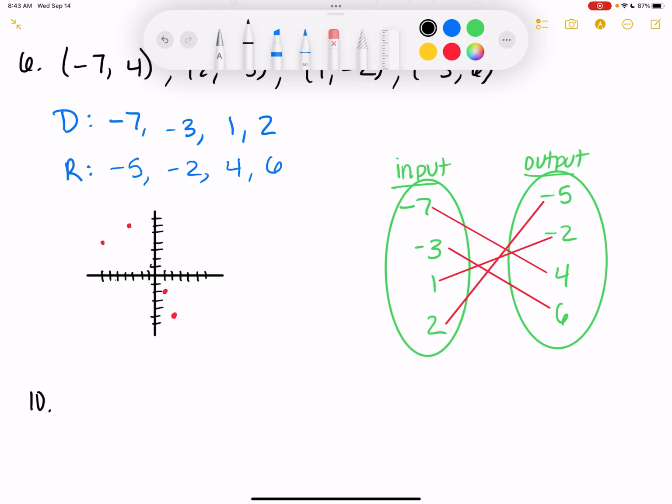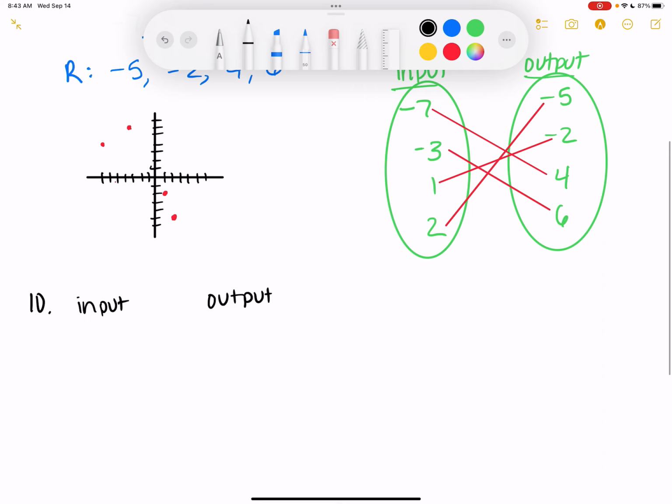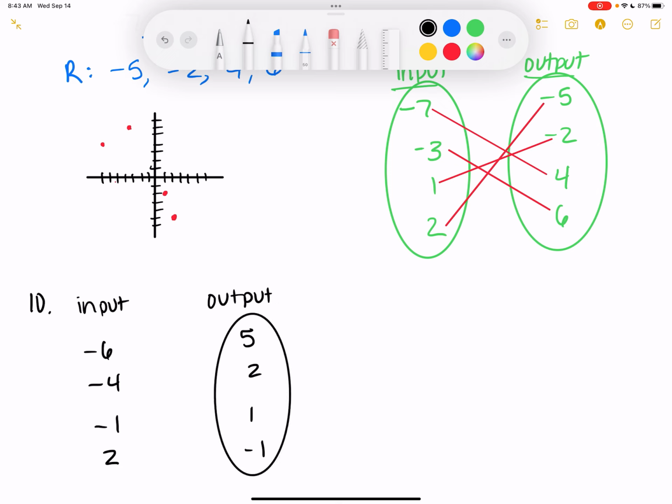So these ones are going to give you the mapping diagram, and you're going to just say if it's a function or not. So this one is -6, -4, -1, 2, 5, 2, 1, -1. And they don't always write them in order, which is just kind of annoying, but whatever.